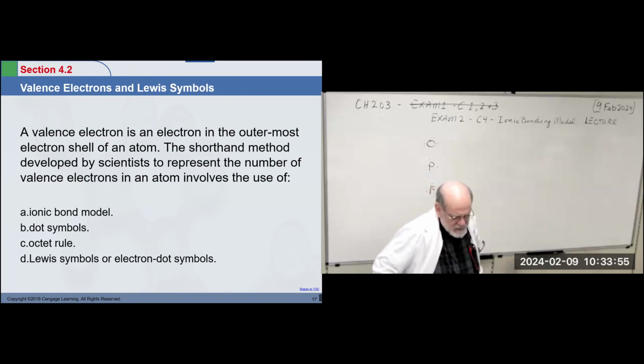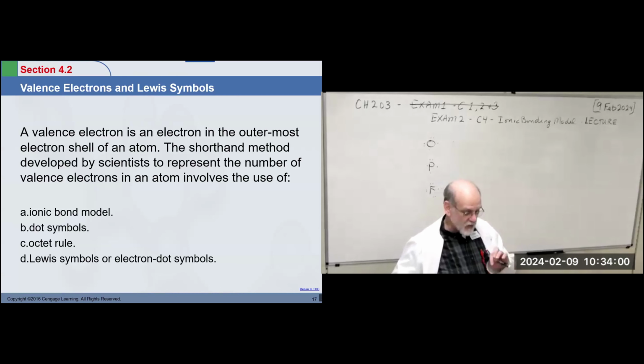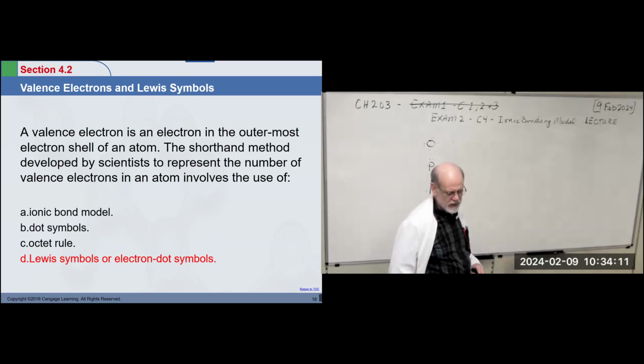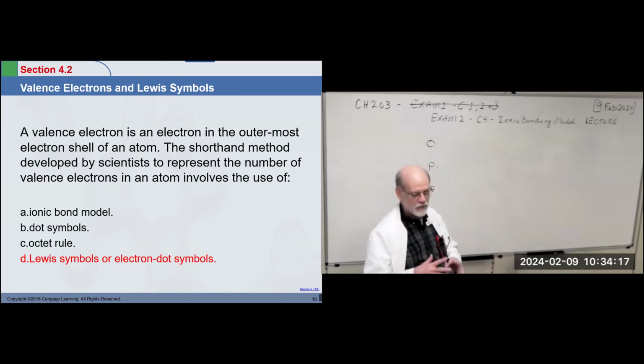So a valence electron is an electron in the outermost electron shell of an atom. All valence electrons have the same principal quantum number. The shorthand method developed by scientists to represent the number is called the Lewis symbol or electron dot symbol. I learned it as Lewis dot structure. So any one of those is valid to name it.